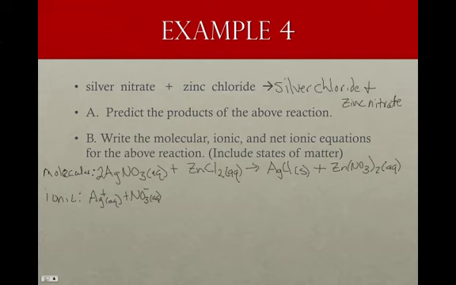So we need 2 silver nitrates and 2 silver chlorides. So that gives us 2 Ag+ and 2 NO3- plus Zn2+ aqueous plus 2 Cl- aqueous goes to 2 AgCl solid plus Zn2+ aqueous plus 2 NO3- aqueous.